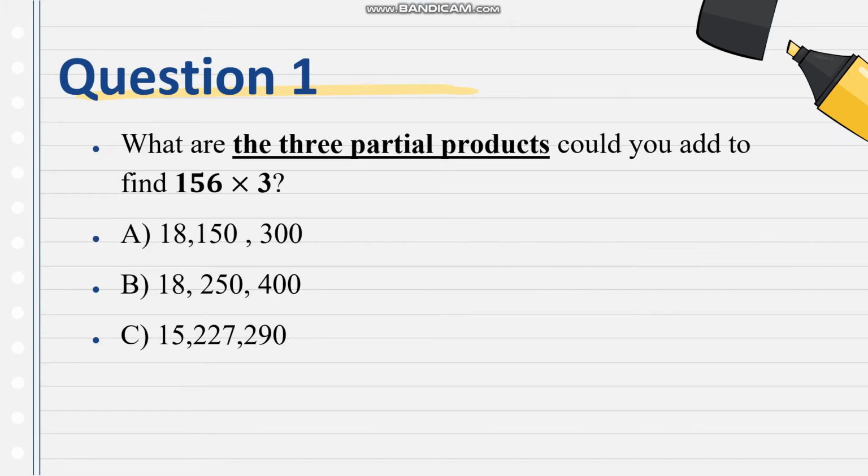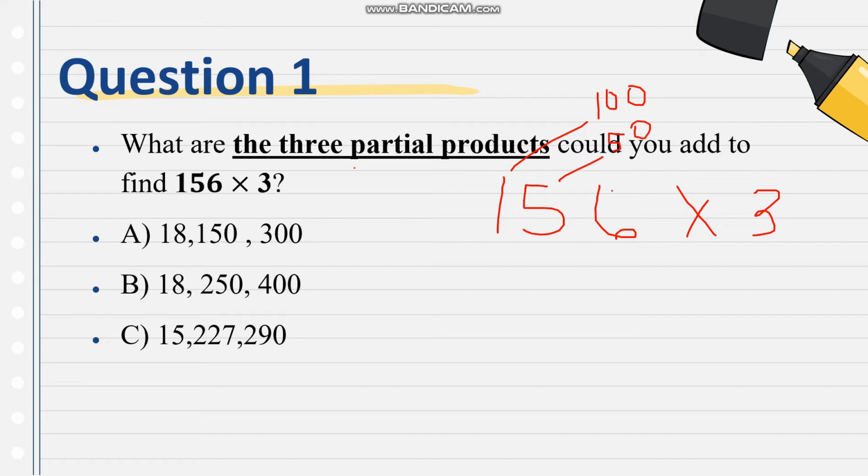Question number one. What are the three partial products you could add to find 156 multiplied by 3? If it is asking for the partial product, you simply break down the number 156. 1 is in the hundreds place, so this is 100. 5 is in the tens place, 5 multiplied by 10 is 50. Then 6 is in the ones place, so 6 times 1 is 6.